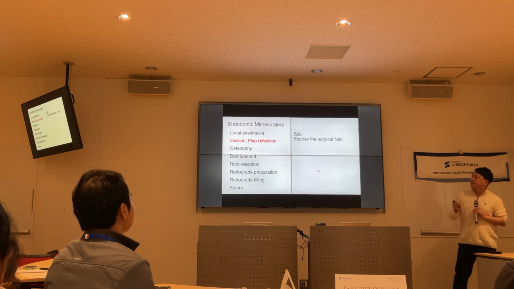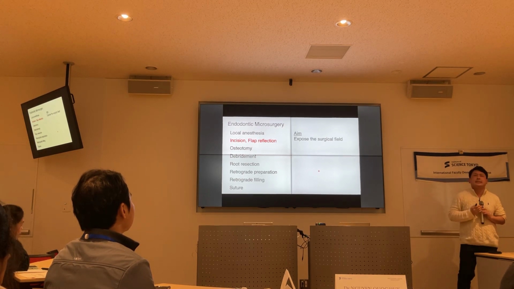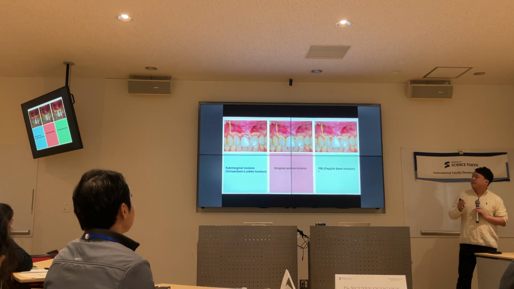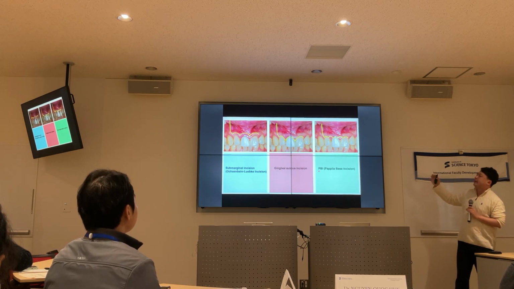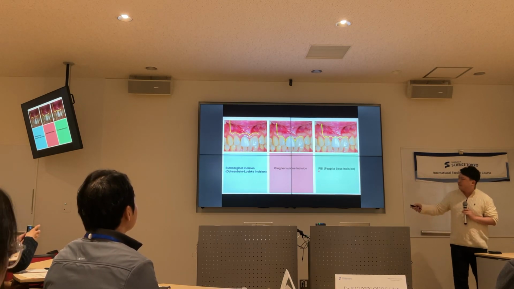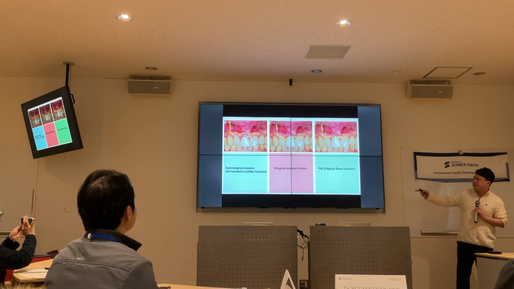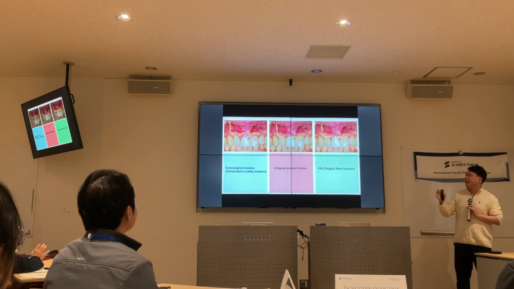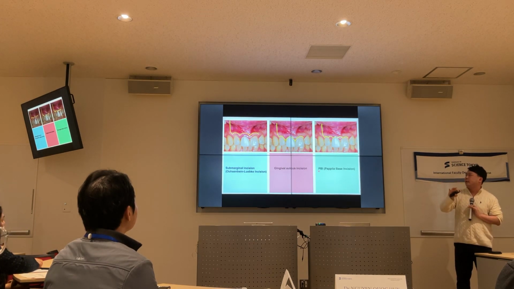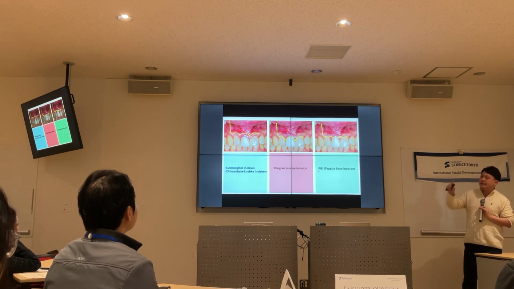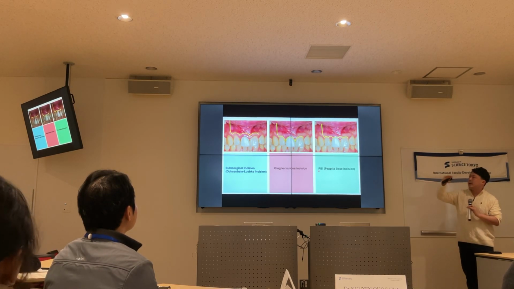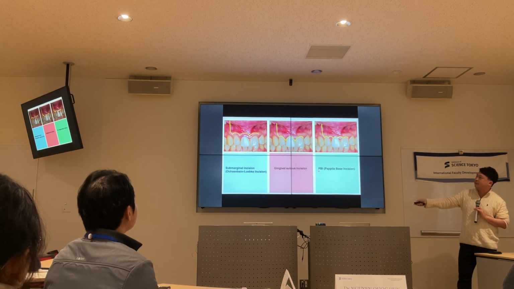The next step is incision and flap reflection. The aim is to expose the surgical field. I select from these 3 kinds of incision techniques. One is the submarginal incision. For example, when the operation site is an aesthetic area or the restoration is good, the most important point is the width of the attached gingiva. If the width is enough, I can select this incision technique.